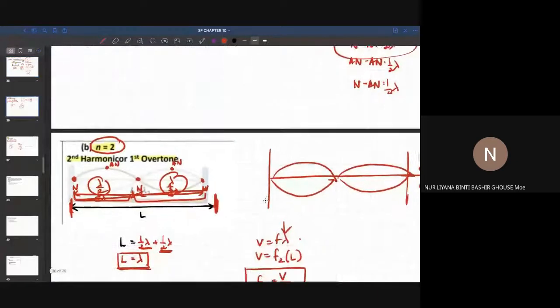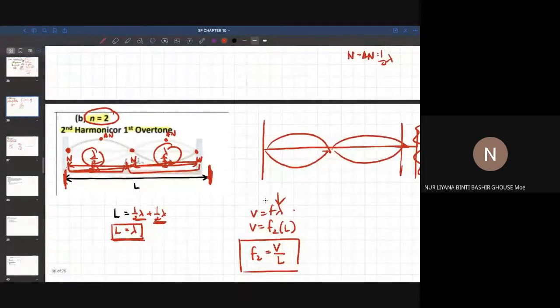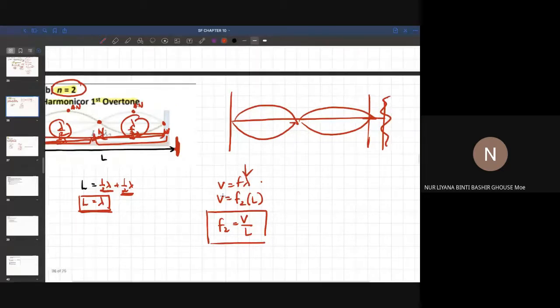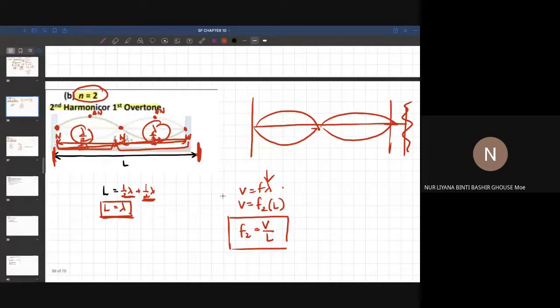Okay, lepas tu kita tengok yang kedua. So ingat untuk string n dia adalah 1, 2, 3, 4 dan seterusnya. Okay, so bila n kita equals to 2, kita kena ada berapa mata ataupun berapa lengkuk pula. So kita akan ada 2 lengkuk ataupun 2 mata. So again, kat sini knot, kat sini knot, and this one is a knot. Okay, anti-knot and anti-knot. So we know daripada knot sampai knot yang seterusnya adalah lambda over 2. Again, daripada knot sampai ke knot yang seterusnya adalah lambda over 2.